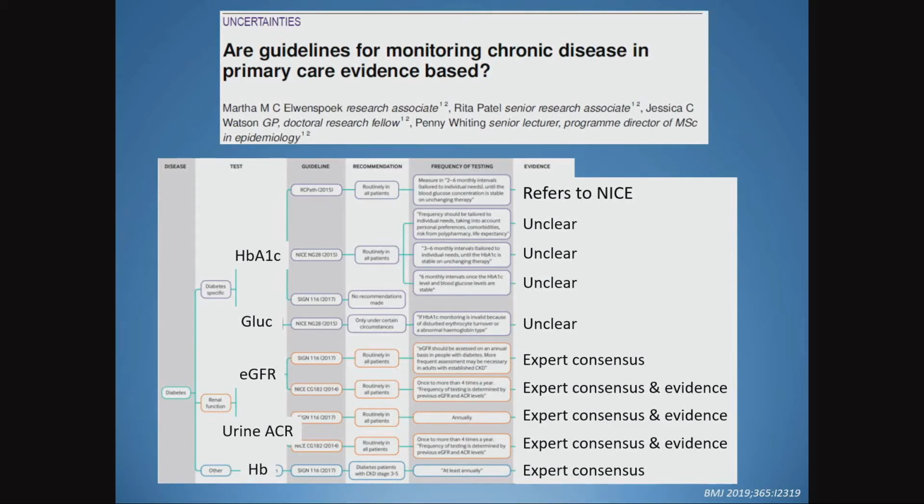And even the recommendation that HbA1c should be measured every 2 to 4 months, which is the top recommendation, is based on consensus as well. There's no outcome evidence for any of these guidelines.